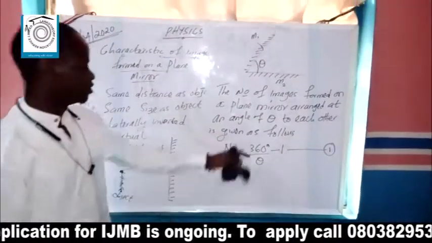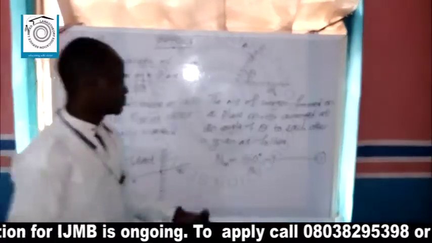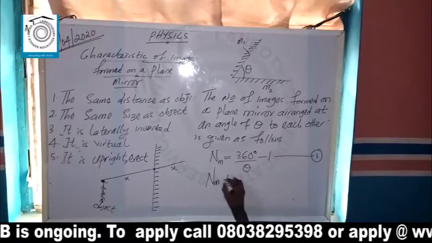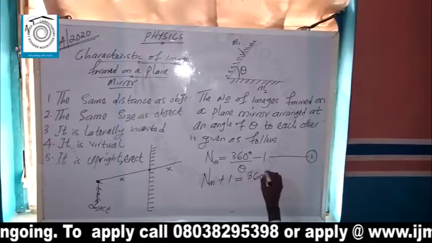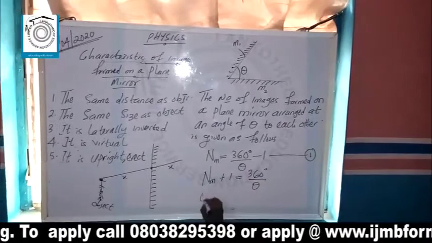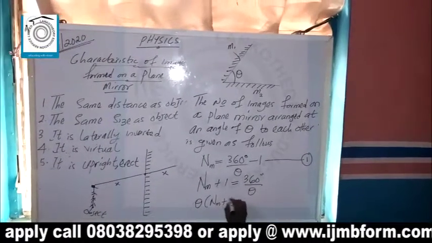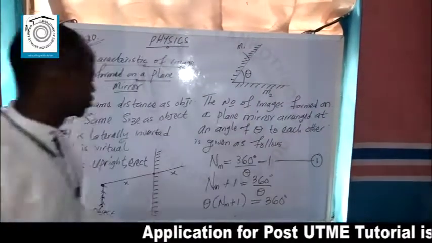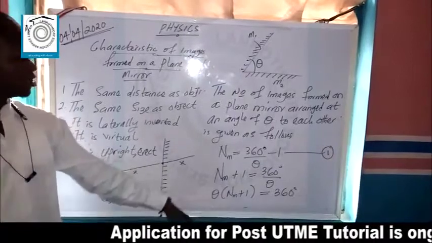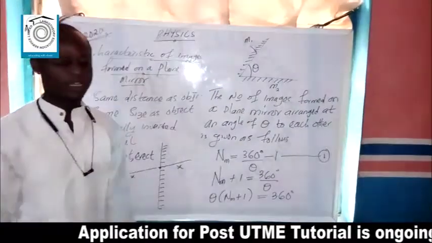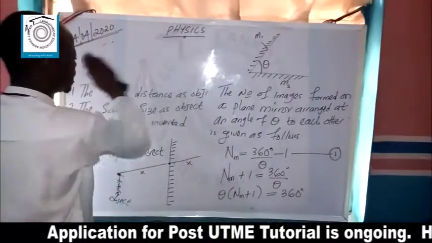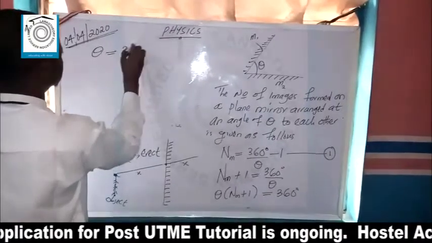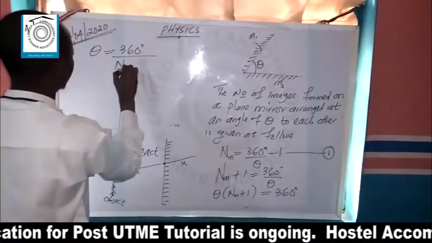To determine the angle, you can do that by changing the subject of the formula. You have Nm plus 1 equivalent to 360 degrees upon theta. If I cross multiply, I have theta times (Nm plus 1) equal to 360 degrees. I am interested in making theta the subject of the formula, so I divide both sides by the coefficient of theta, which is Nm plus 1. You observe that theta will be equivalent to 360 degrees divided by Nm plus 1.